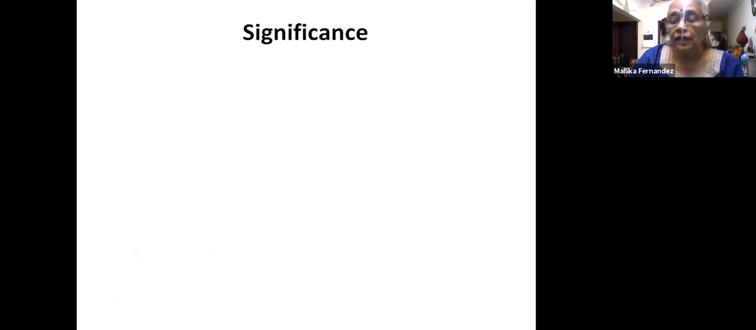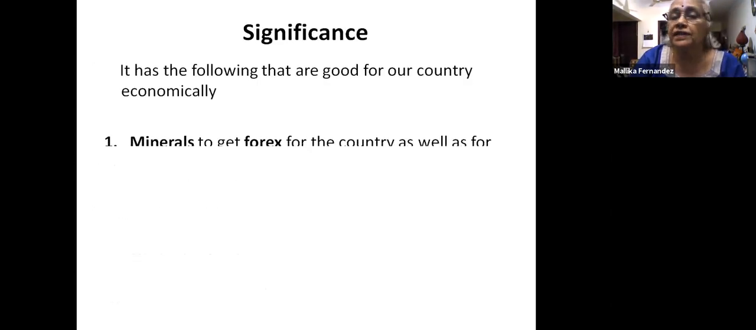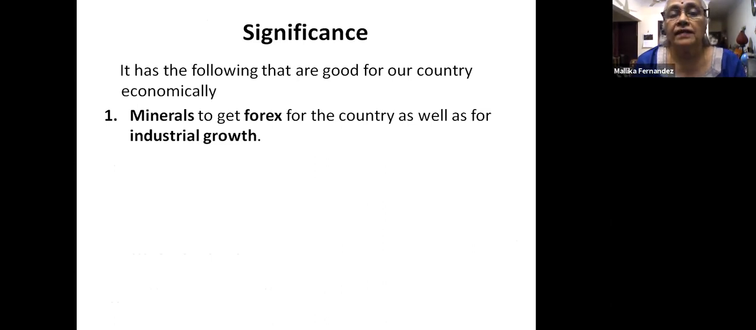Okay, now what's the significance here? I think I've already done this with you earlier. There are several minerals that we sell in order to get foreign exchange, and the minerals are also used for industrial growth in India. So we have several iron and steel industries, and linked to them we have other manufacturing industries, and heavy machinery and so many other things linked to the refining of those minerals, right?